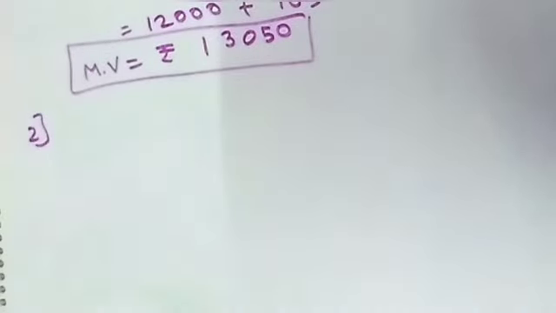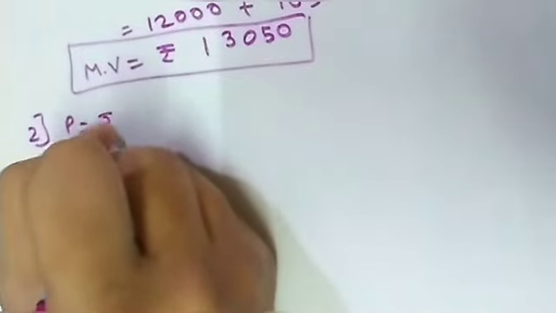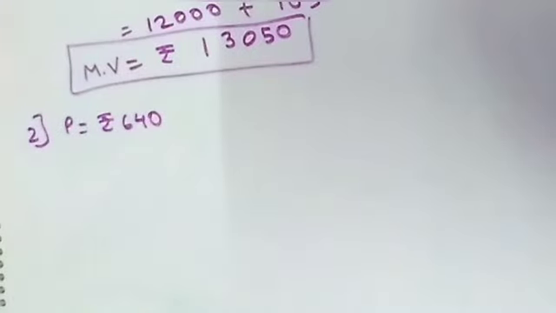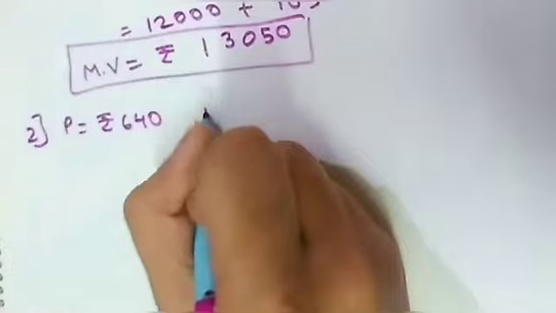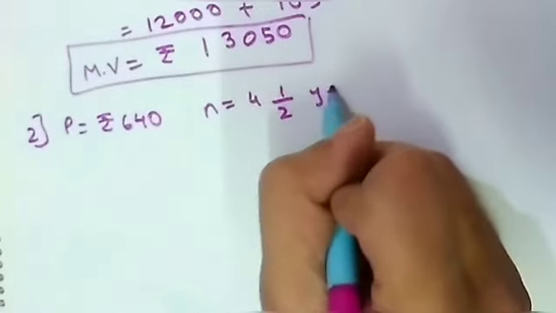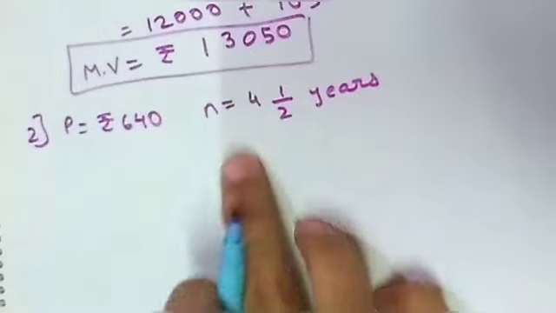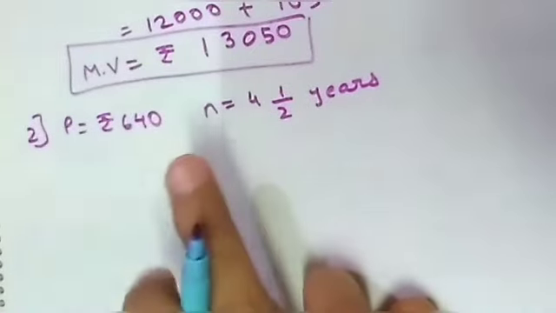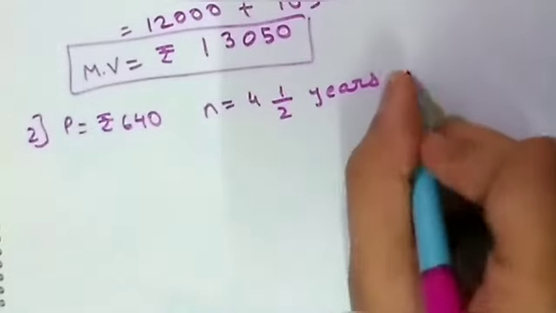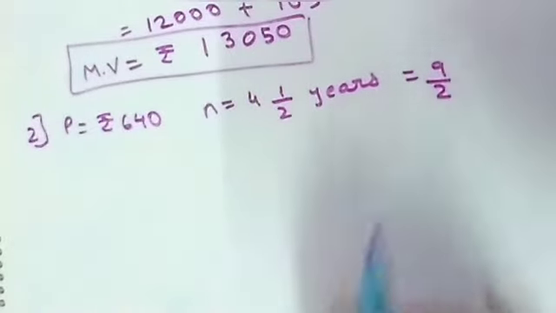In the second question it is written that he deposited rupees 640. Therefore the principal or the sum deposited would be rupees 640. Then per month for 4.5 years. As I had mentioned, even if in the question it is given in years, we have to convert it in months. So 4.5, first we will convert it into a fraction. So 4 into 2 is 8, 8 plus 1 is 9. So it is equal to 9 upon 2.